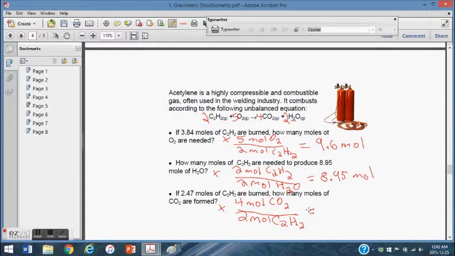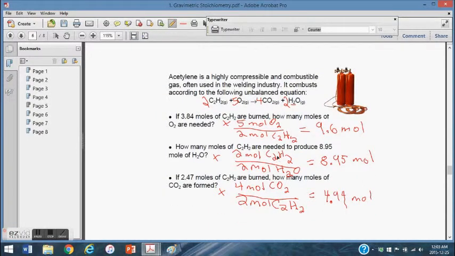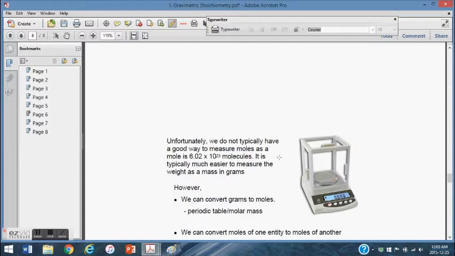We've got 2.47 times 4 divided by 2, and it's going to produce 4.94 moles of CO2. So once you have a balanced equation, mole-to-mole stoichiometry is pretty easy. You just need to look at the mole ratio, the ratio of what you want over what you have. Okay.